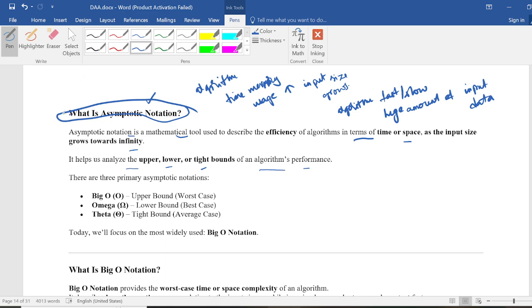Basically, there are three primary asymptotic notations: big O, omega and theta. Big O deals with the upper bound, the worst case. Omega deals with the lower bound, the best case. Theta is the tight bound or average case.